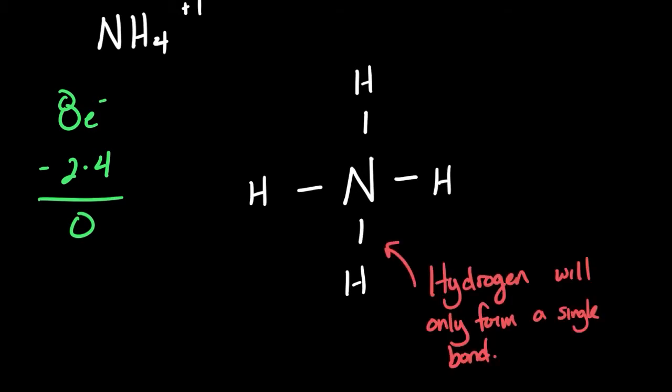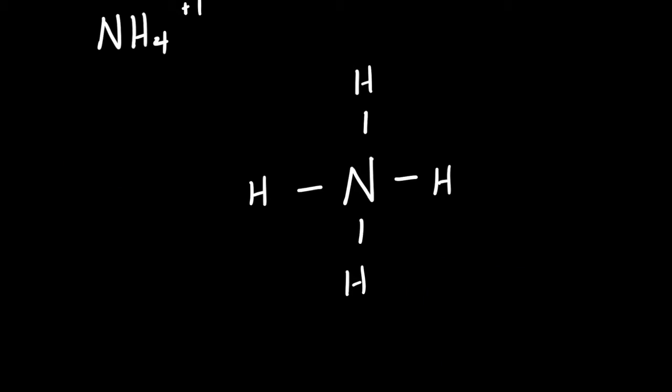Now we don't need to worry about this because hydrogen is an exception to the octet rule and it fills with 2 electrons. So that means that hydrogen will only form a single bond as it's done here. So for ammonium, NH4 with a +1 charge, this is my completed structure. I don't need to do anything else.